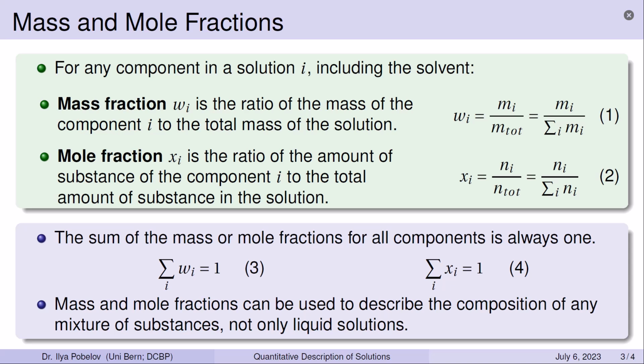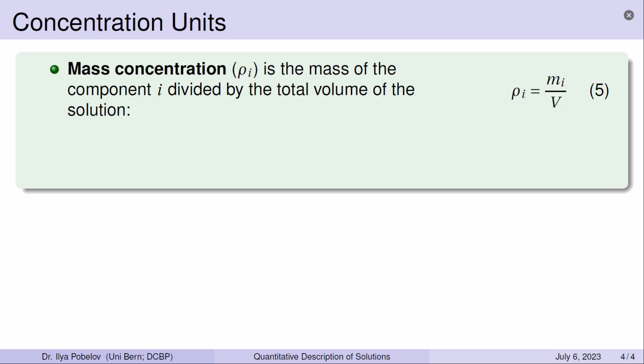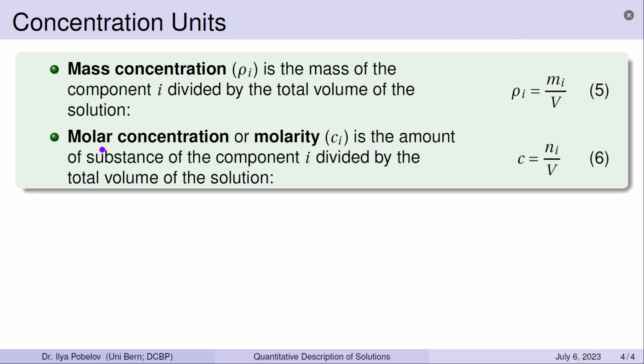It's worth noting that mass or mole fractions can be used to describe the composition of any mixture of substances, not only liquid solutions. Another way to quantitatively describe solutions is to use various concentration units. Mass concentration, denoted by the small Greek letter ρ, is the mass of the component divided by the total volume of the solution. Molar concentration, or molarity, denoted by C, is the amount of substance of the component divided by the total volume of the solution.